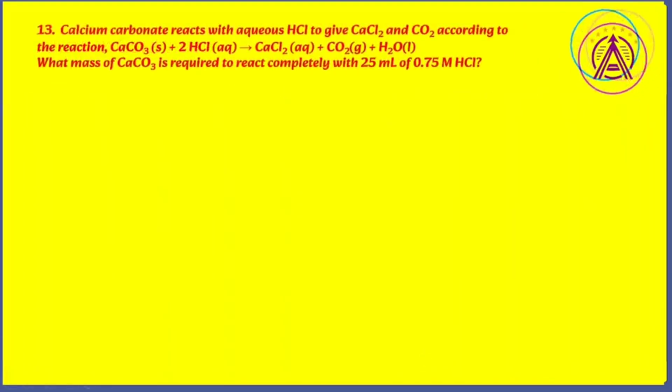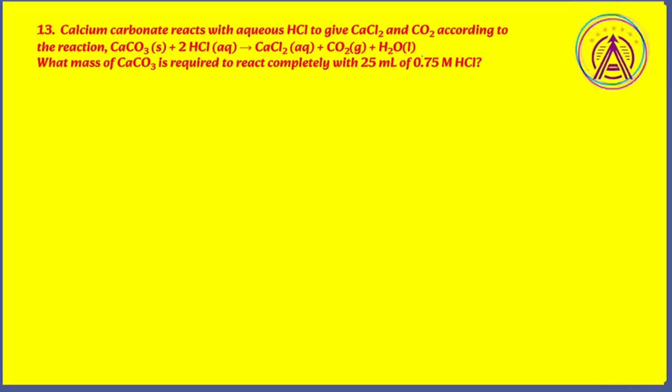Question number 13. Calcium carbonate reacts with aqueous HCl to give calcium chloride and carbon dioxide. As per this reaction, 1 mole of calcium carbonate is reacting with 2 moles of HCl to give you 1 mole of calcium chloride, 1 mole of carbon dioxide and 1 mole of water.